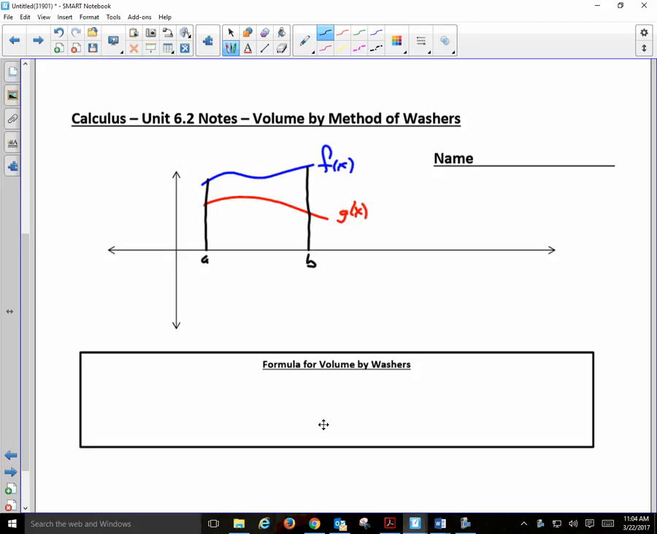we're going to take two curves, and we're going to take the area between those two curves, and we're going to revolve that around the x or y axis.